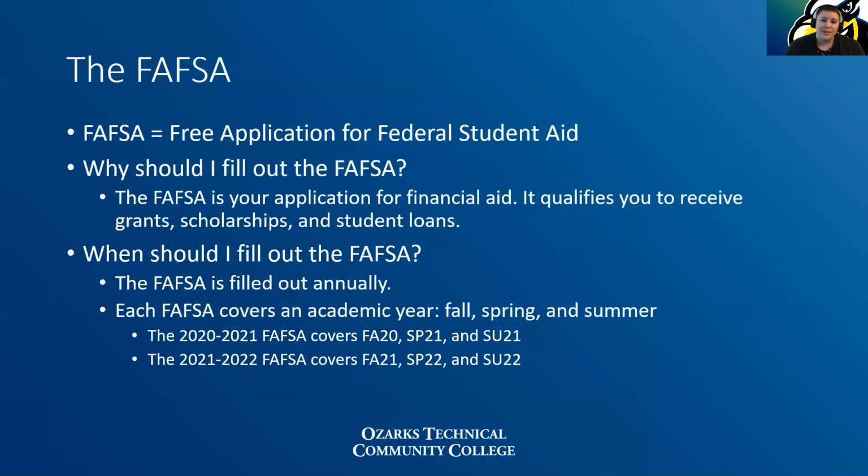As I mentioned before, the FAFSA is filled out annually. Each FAFSA covers an academic year. So it starts with fall, then goes to spring, and then ends with summer. So the 2020-2021 FAFSA, which we're currently in, covers fall of 2020, spring of 21, and summer of 21.